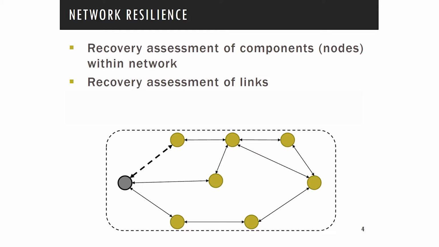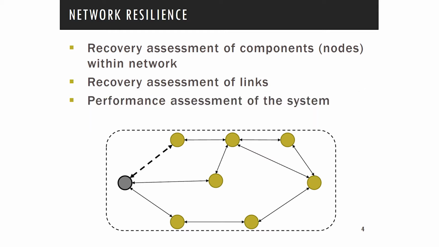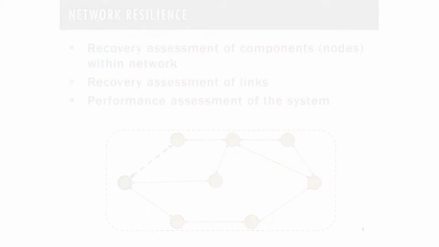So you need those links. And then once you've looked at your components and your links, your nodes and your links, you want to look at the whole overall system level, and you want to be able to level up from the component base to the system level assessment of resilience. So how exactly do we do that?